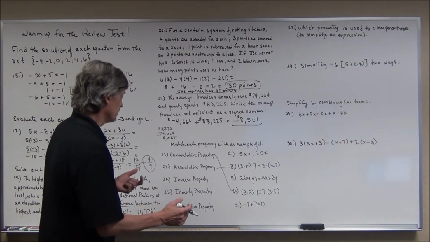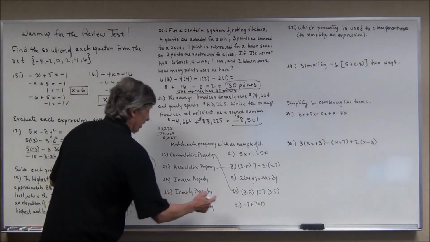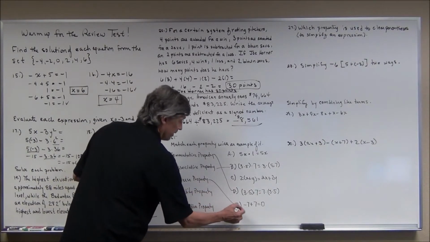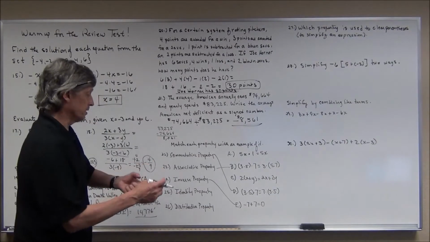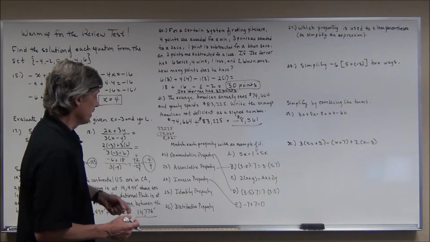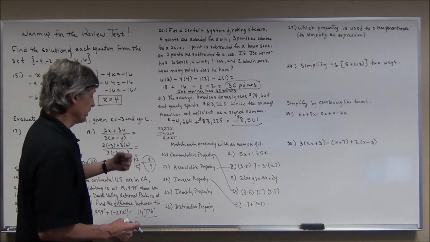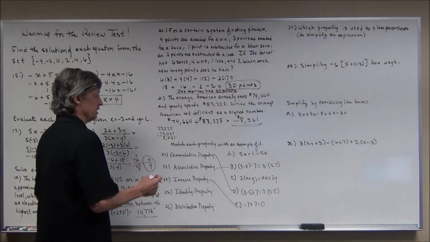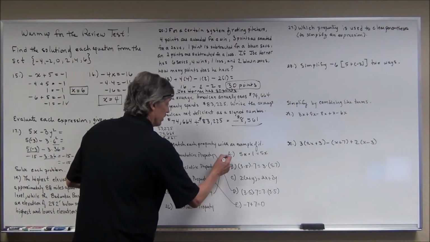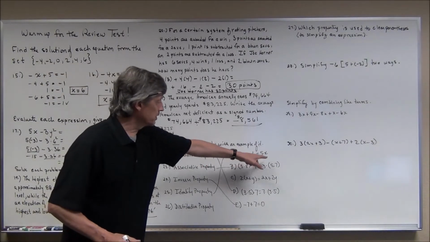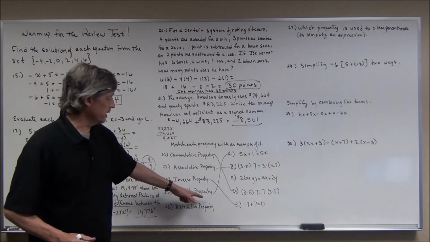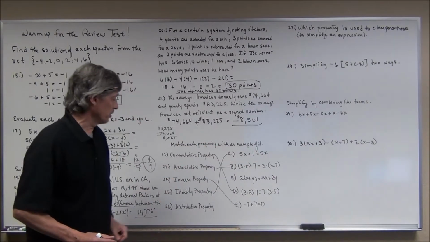The inverse, we're looking for something that undoes one another. Well, look no further than E down here, because you're adding opposites here and you're getting 0. The negative 7 plus the positive 7 cancel one another out. The identity property is when you're either multiplying by 1 or you're adding 0, and I'm multiplying by 1 right here in example A. 5x times 1 is 5x, so that's an example of identity property. You get identically right back to where you started.